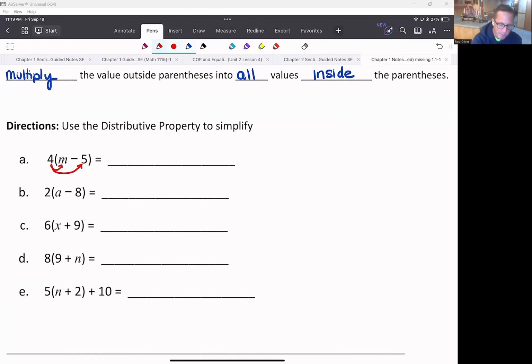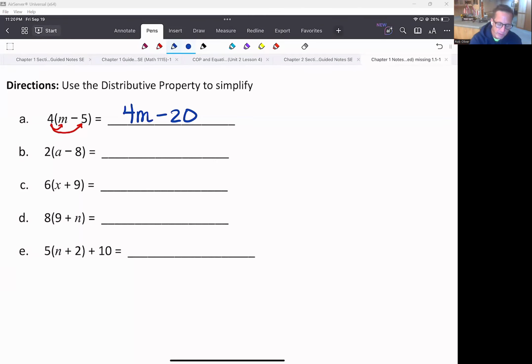So 4 times m is 4m. That's all there is to it. When you multiply a number times a variable, you just kind of meld them together. They become like one thing. They become a term. That's what it's called. All right, 4 times 5 is 20, so just minus 20. So 4m minus 20.